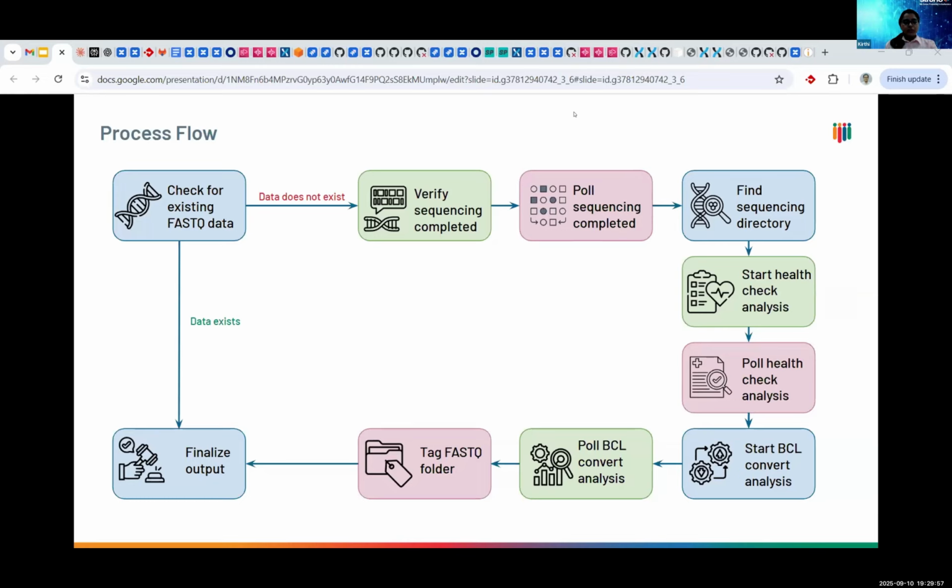So once the demultiplexing is actually complete, we have our FASTQ files. After having the FASTQ files, we now move on to the second workflow, which is the alignment.